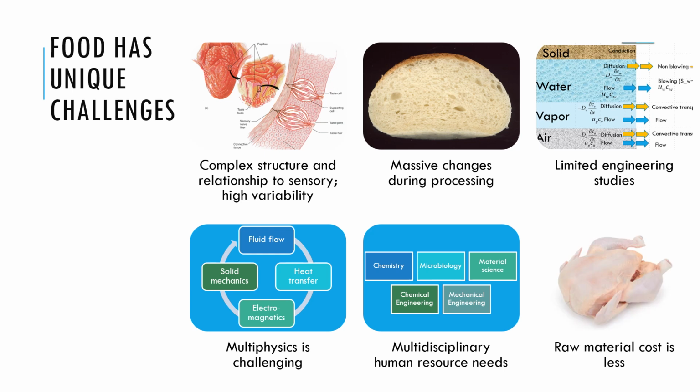And finally, the raw material cost in case of food is lower than many other engineering materials. So this can make it less justifiable to get into detailed modeling in some food processes. Thus, we need to be carefully considering these aspects as they affect the final quality of what we predict from the model. General principles in modeling, number 7.